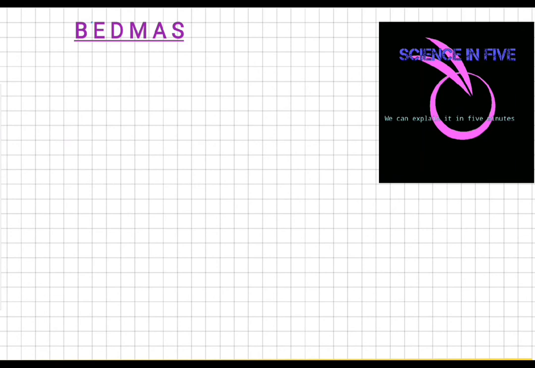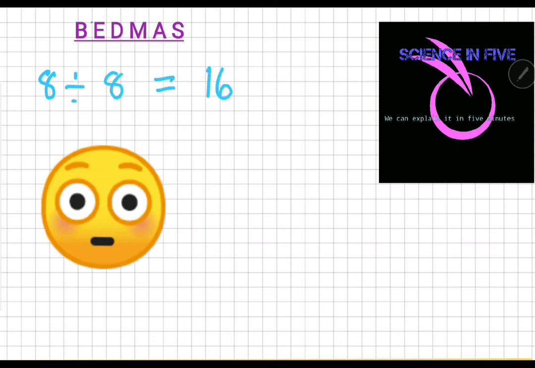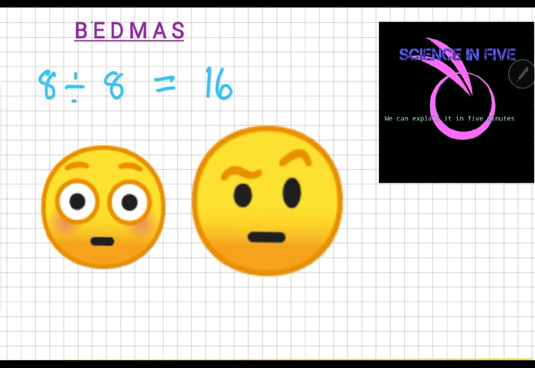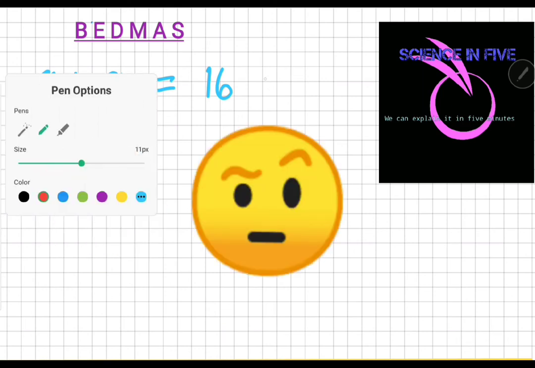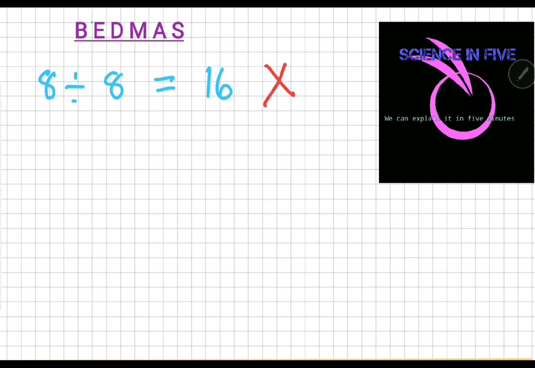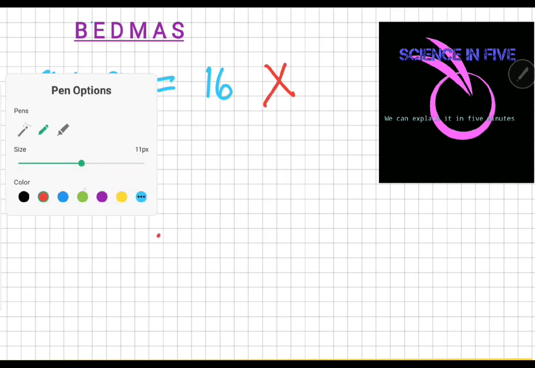So, what if I told you guys that 8 divided by 8 is equal to 16? You'll be like, what? What kind of maths is this? This is obviously absurd, right?